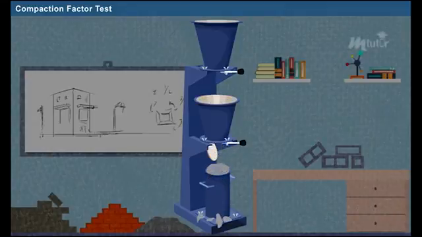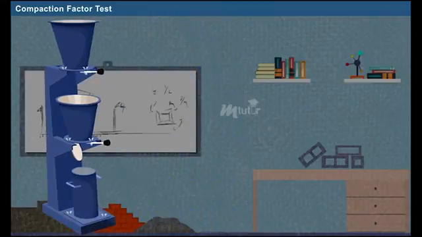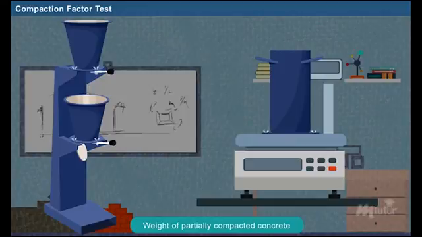fall into the cylinder. When the bottom cylinder is filled with concrete, remove the excess concrete from the top of the cylinder using the trowel. Then clean the sides of the cylinder properly. Then measure the weight of the cylinder with partially compacted concrete, that is W2 kilograms.